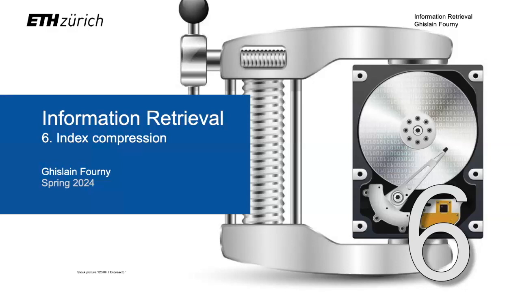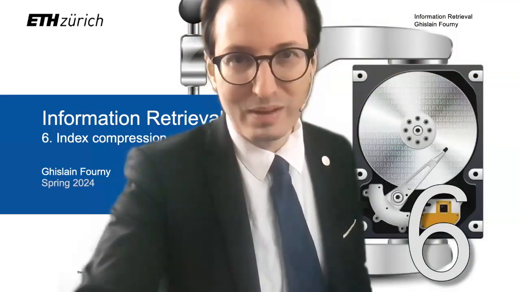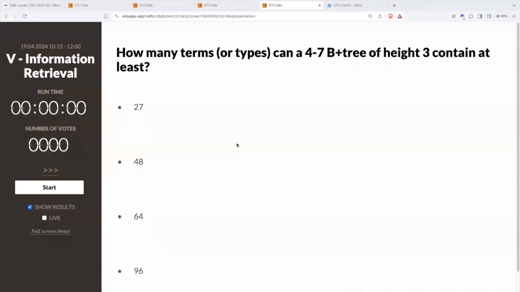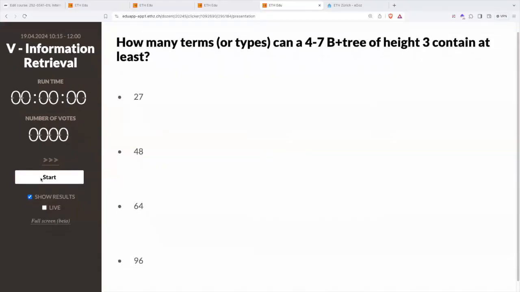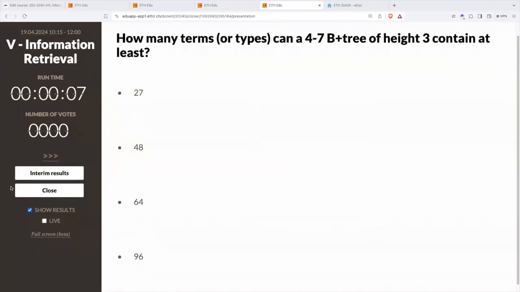But before we do, I have a question for you. And the question is this one. How many terms, or types, or terms is the name of what you have on the left in the standard inverted index, the dictionary. How many terms can a 4,7 B plus tree of height 3 contain at least, the minimum number of terms when you are at height 3? Remember that it grows, right? When you insert terms, it grows, and then you get more and more levels. So what is the minimum number of terms for which you can actually reach height 3?